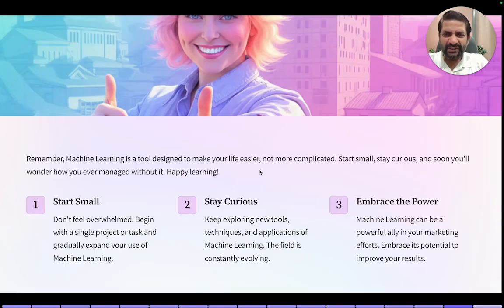Remember, machine learning is a tool designed to make your life easier. Don't make it complicated. Start small, stay curious, and soon you will wonder how you ever managed without it.